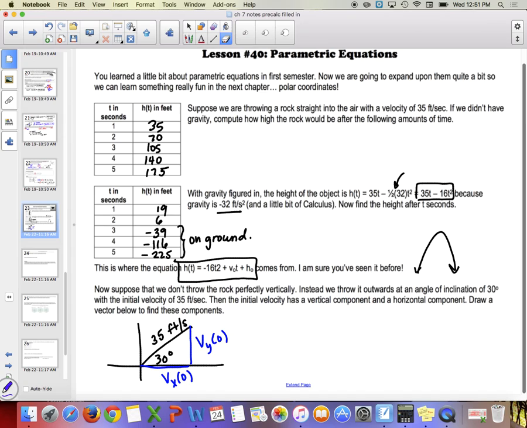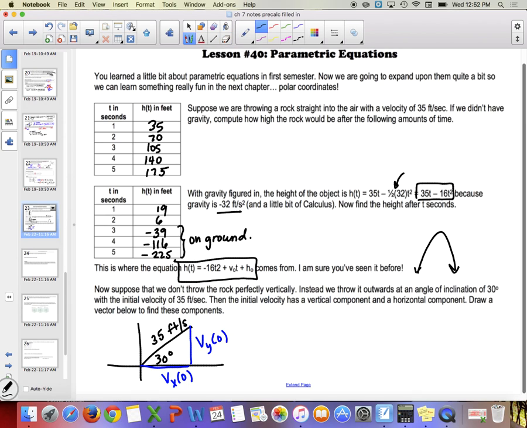All right, and we can get these initial velocities using SOH CAH TOA. We love SOH CAH TOA. We've used it in like every chapter this year. So if you wanted to find V sub y, that's going to be opposite our angle, and then we would use the hypotenuse of 35. Does that make sense? Let me write the equation first.